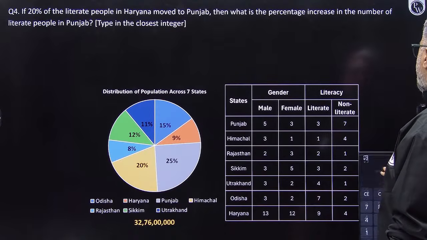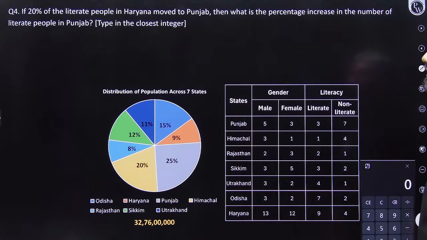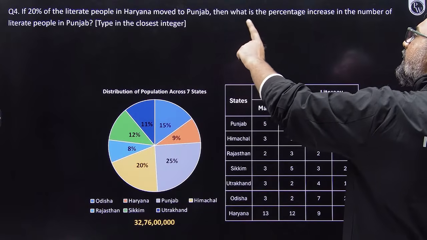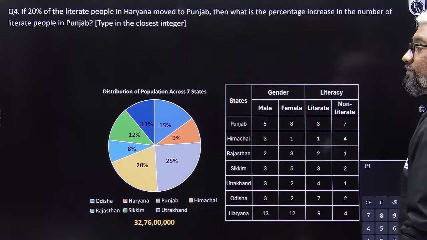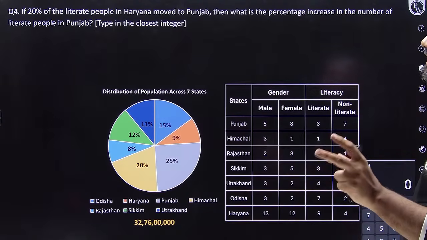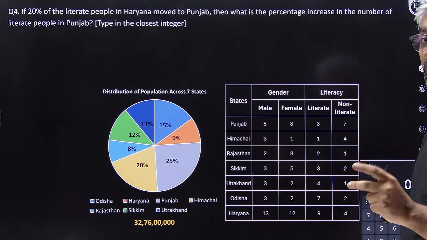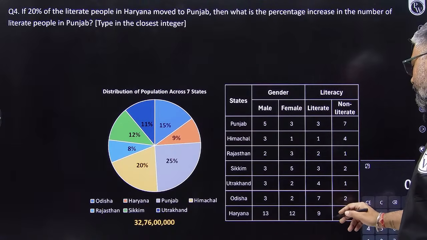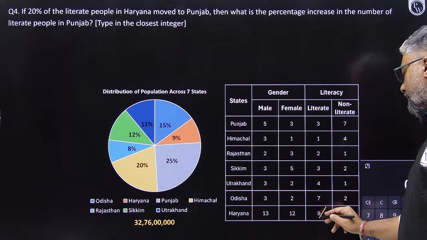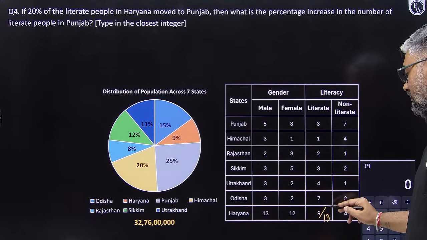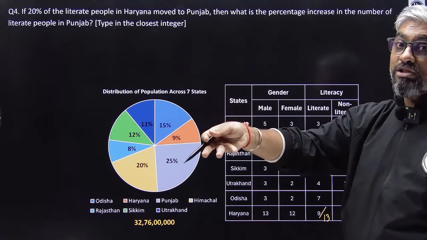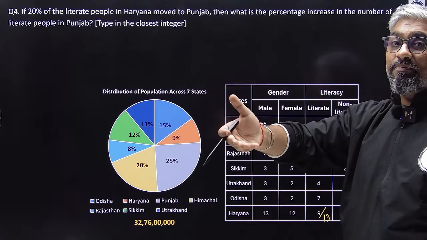Here it is. Have a look at this. Again, hypothetical? No, this time it is what? Extension. 20% of the literate people in Haryana moved to Punjab. So first I need Haryana's literate people, which is here. Out of this number, 20% of them moved to Punjab. So Punjab's literate people will increase.